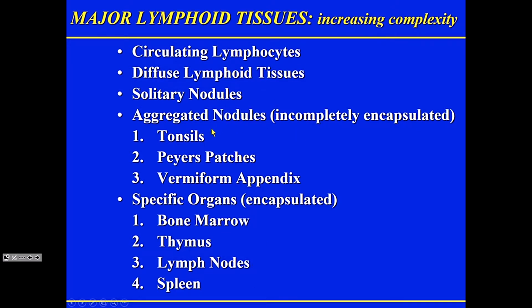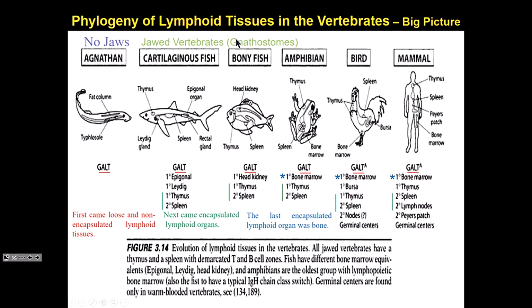We see aggregated nodules in tonsils, Peyer's patches, and appendix. And then we see specific organs which are fully encapsulated. When I say encapsulated, I mean a connective tissue capsule surrounding the whole organ. We see that in bone marrow, thymus, lymph nodes, and spleen. So this is a slide showing increasing complexity, and we see this progression of single cells to increased complexity of different organs during evolution of the vertebrates.